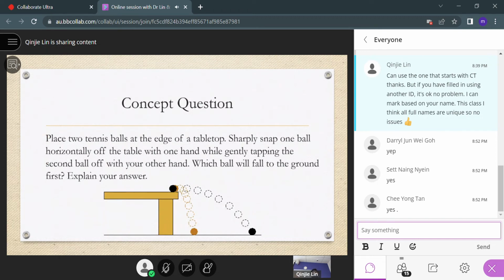So another concept question for you all to think about. Place 2 tennis balls at the edge of a tabletop down here. Sharply snap one ball horizontally off the table with one hand while gently tapping the second ball with your other hand. Which ball will fall to the ground first? Explain your answer. So basically you have a ball here. Let's say you push it horizontally outwards, one harder than the other. So one will go further, then one will drop right in front. Which will fall to the ground first?